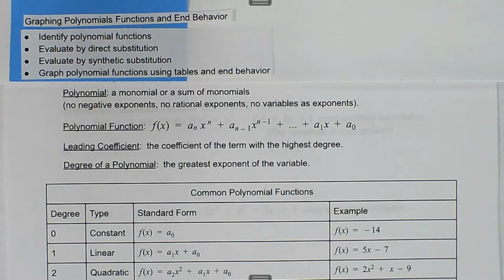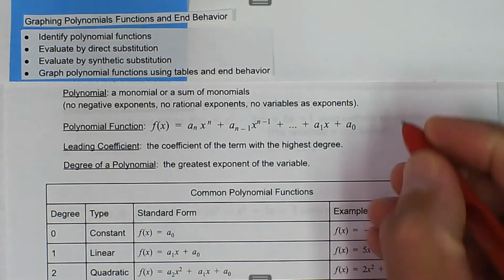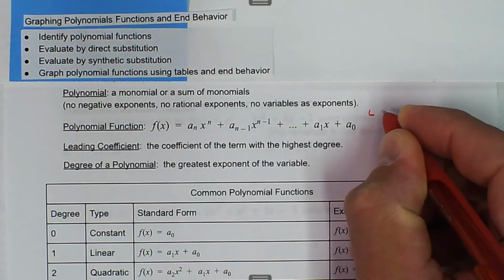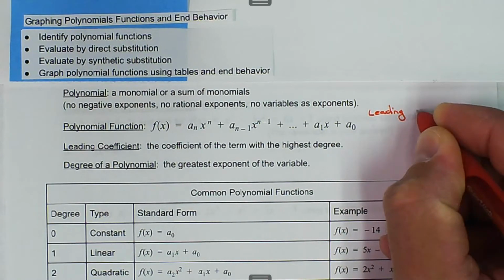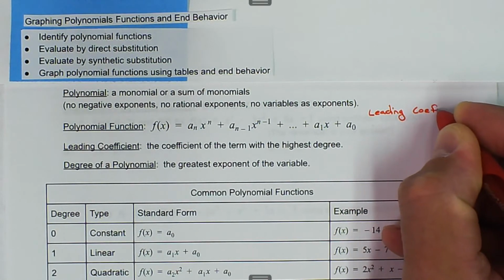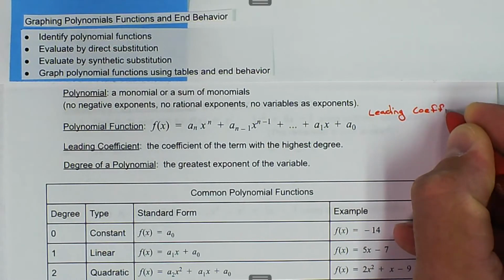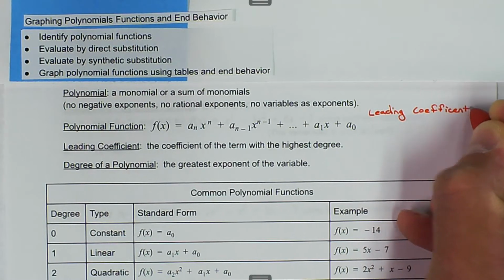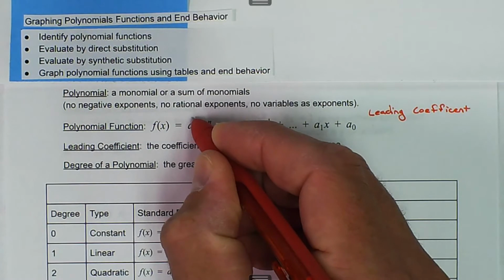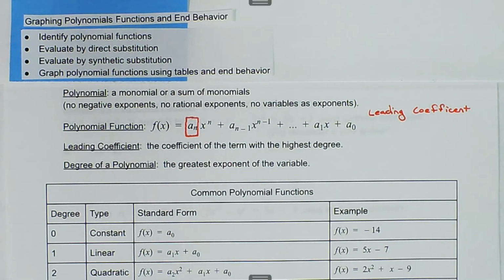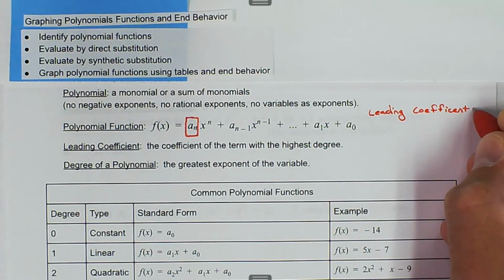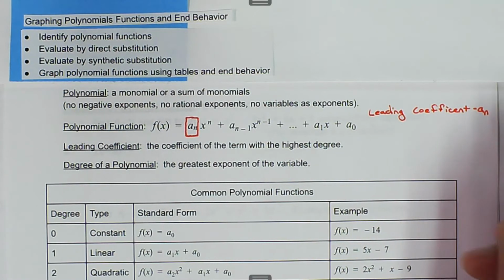So a couple things to think about. The leading coefficient. The leading coefficient is always the coefficient that is in front of the highest degree. So in this case, our lead coefficient is going to be a sub n.